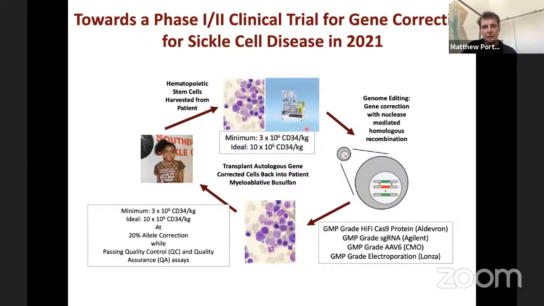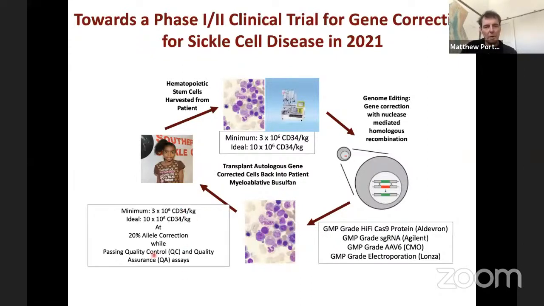We will manufacture them in a specialized GMP facility, as I described, using reagents from the various suppliers, and a shout out to all of them for helping support us in this process. And after the manufacturing process is completed, the cell product will undergo quality control, including cell counts, cell viability, sterility, and importantly, a measure of what the frequency of correction is.